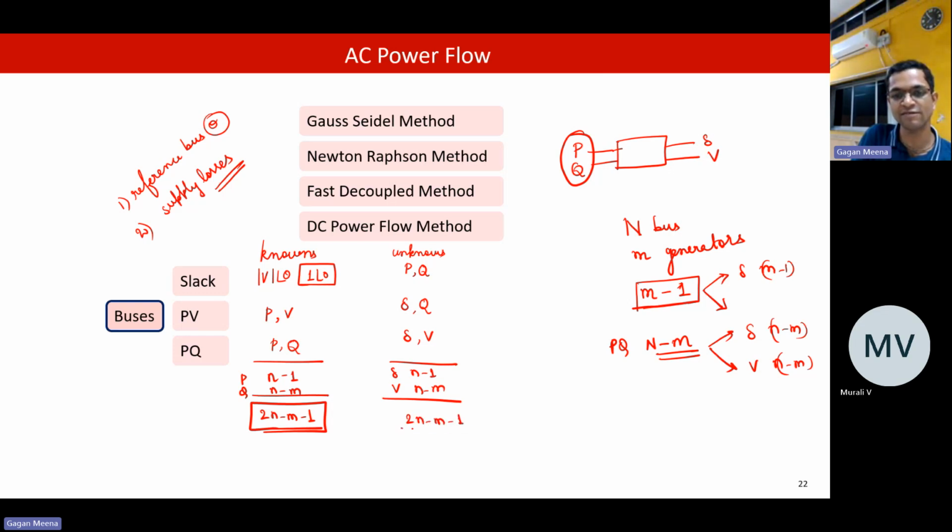So what will be the size of the Jacobian matrix? Because of the PQ angle delta and voltages, it is 2N minus M minus 1 by 2N minus M minus 1. So the Jacobian matrix is a square matrix.